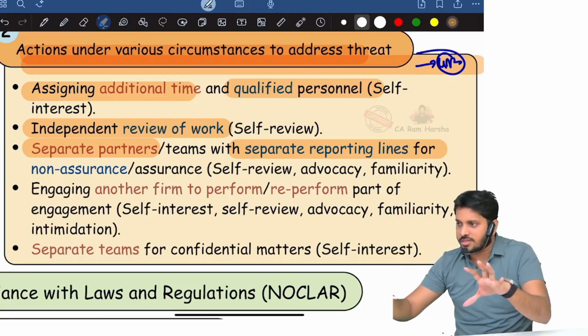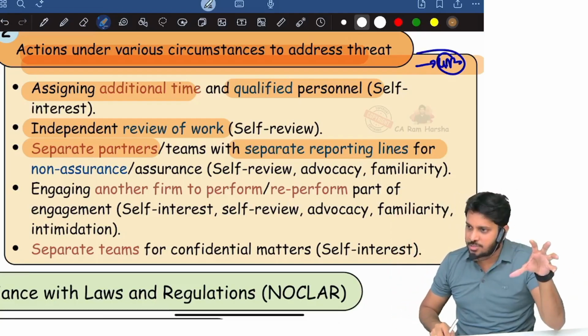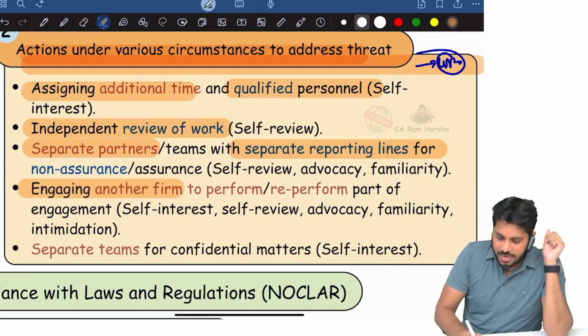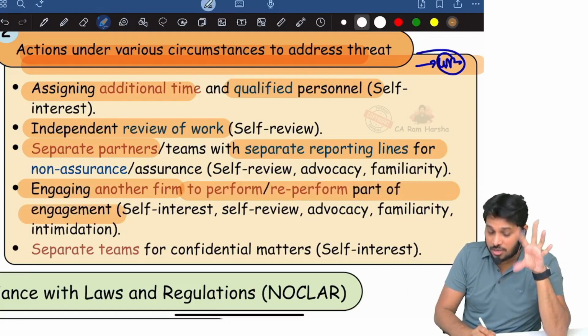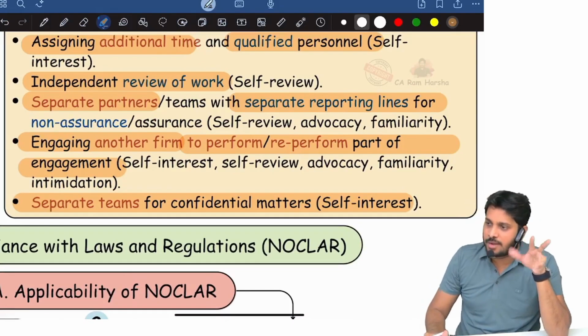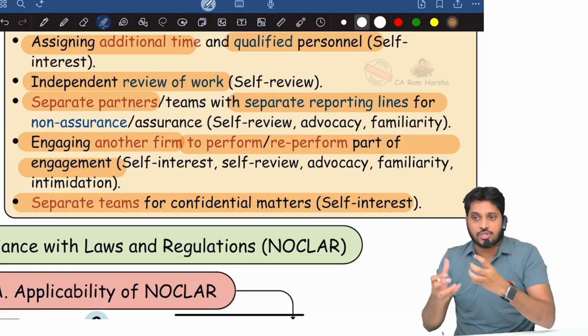In the Big Four and all, what they do is, for audit there will be a separate engagement team, and for non-audit there will be a separate engagement team. Next, engaging another firm to perform or re-perform part of the engagement. Separate teams for various confidential matters or significant matters, all that. All these actions make sure you are independent.